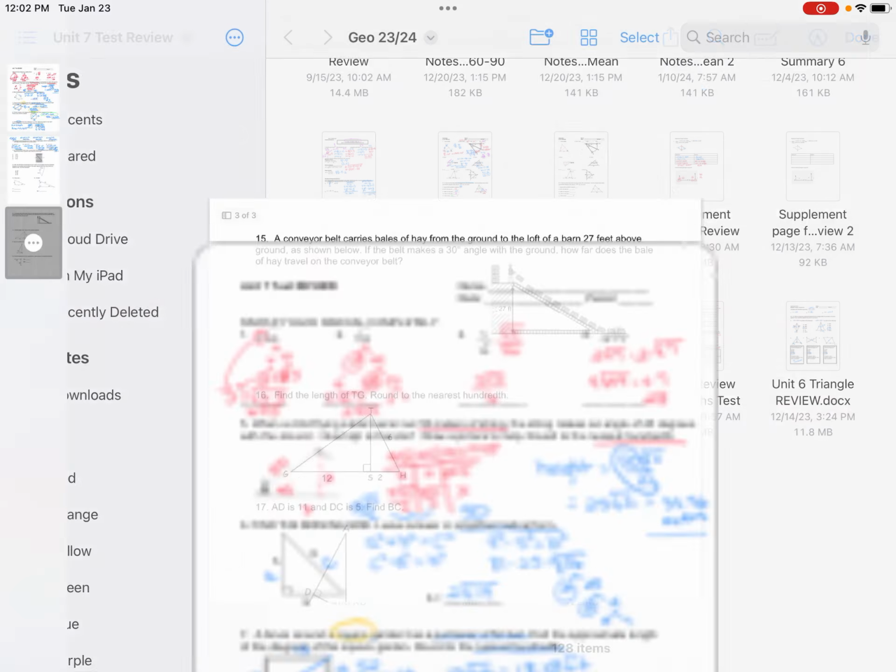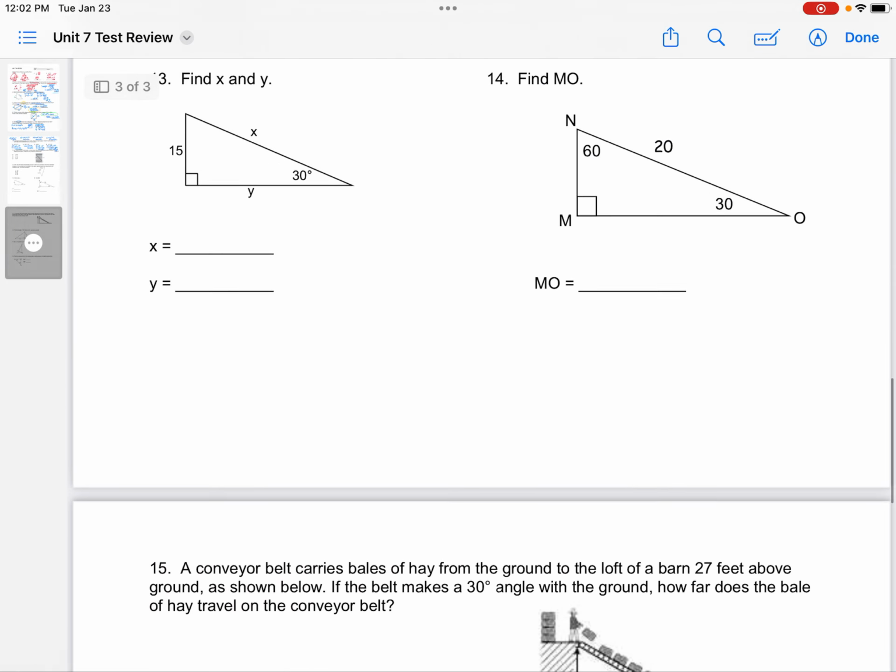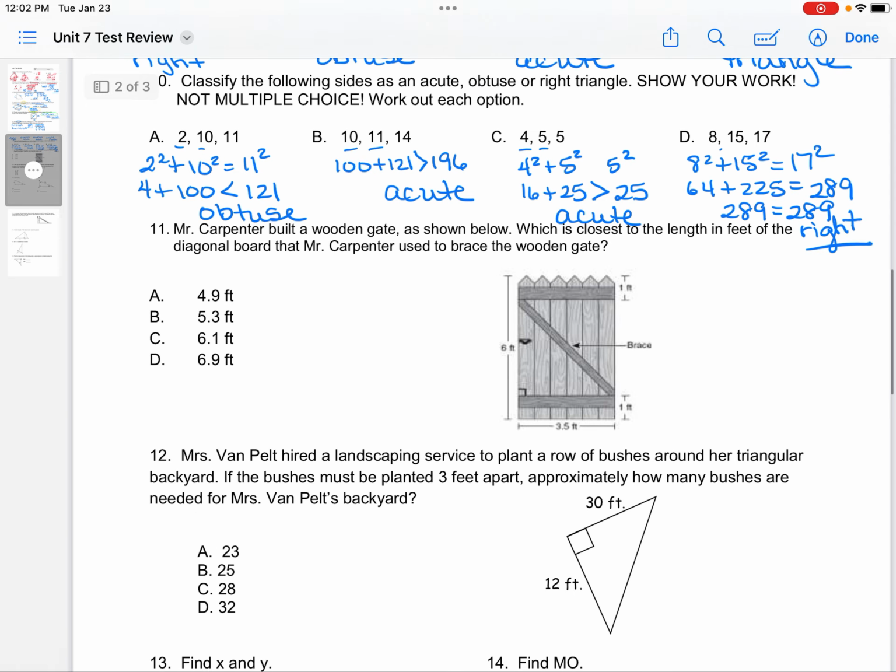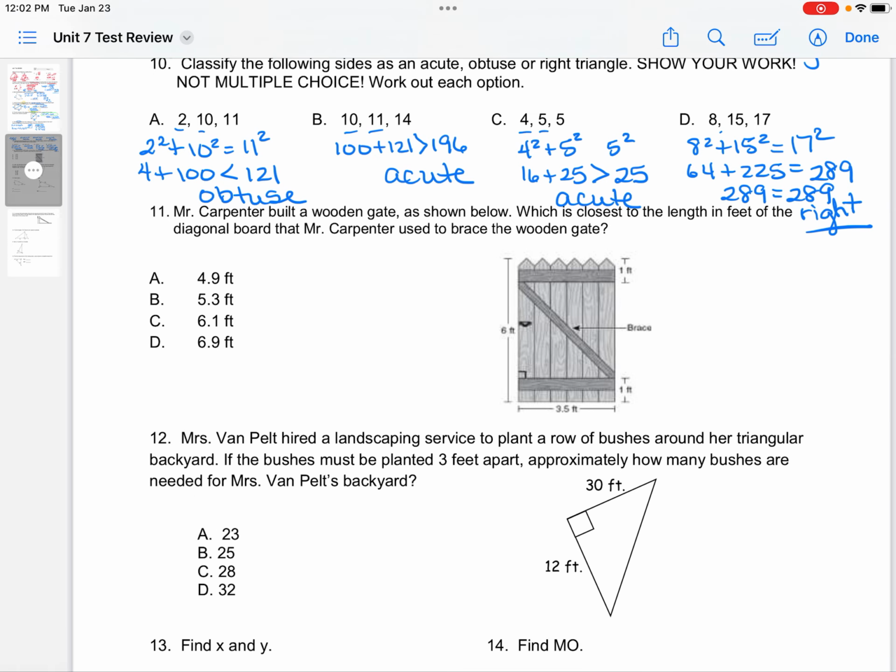Oops. Oh, here we are. Okay. So here's my wooden gate. I'm looking for the diagonal. I'm looking for this.